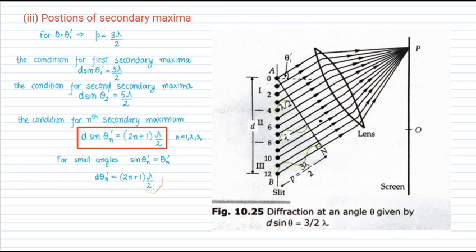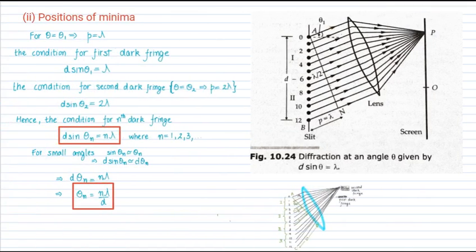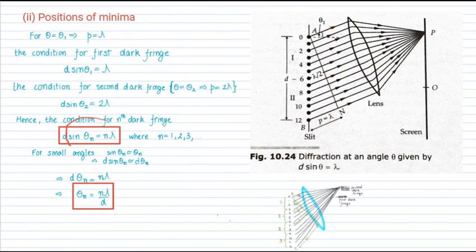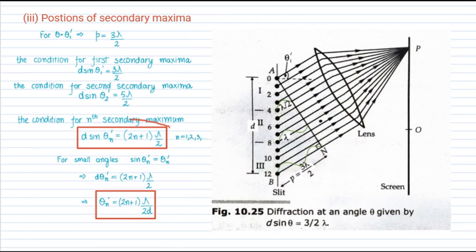Now send this d to the denominator. So theta n dash equals (2n plus 1) lambda upon 2d. This is important as this is the position. At what angle you will get your secondary maxima can be determined by this angle. So I have derived the expression for the path difference, and then we have derived the condition for the nth dark fringe, the position of the nth dark fringe or the position of minima. Then we have derived the condition for the secondary maxima, the position for the secondary maxima.